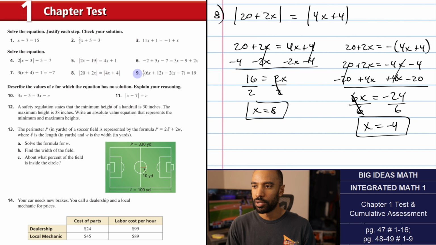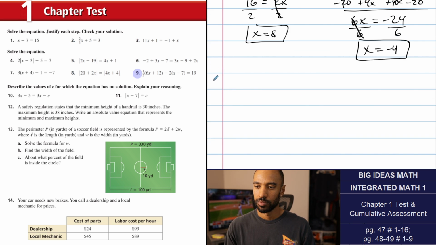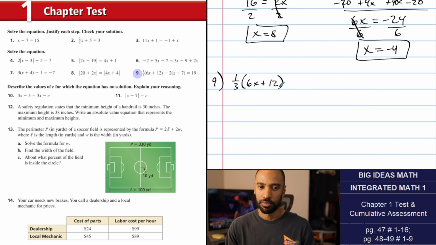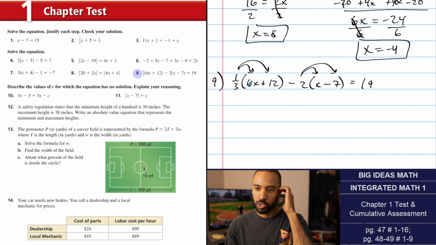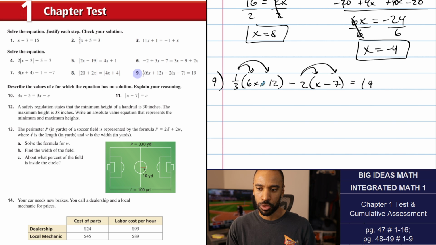You have 1/3 times 6x plus 12 minus 2 times x minus 7 equals 19. Let's go straight to distribution. Don't try any stuff here. The reason why I'm comfortable doing the 1/3 into these is these numbers can divide by 3. 6 divided by 3 is 2. 12 divided by 3 is 4. Now, -2 is distributing into these. This is -2x and -2 times -7, which is positive 14.